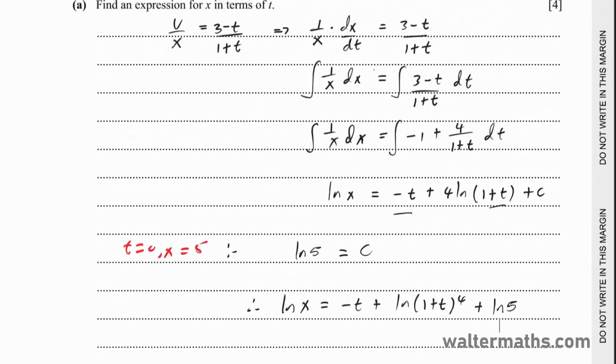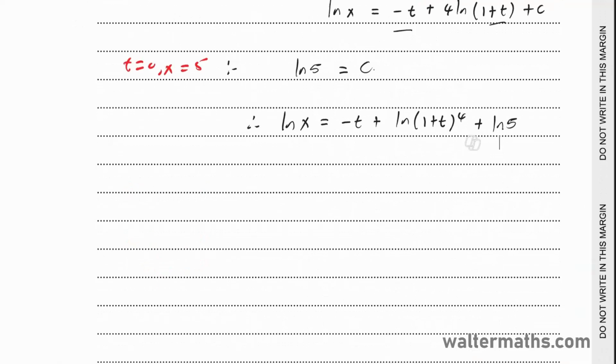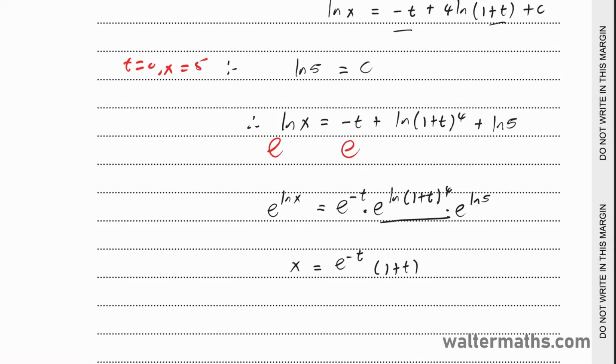Now, the question says that we should express x in terms of t. So I'm going to exponentiate both sides with the base e. That means that on the left side, we'll be having e to the ln x, and on the right side, it's e to the negative t times e to the ln of (1 plus t) to the 4 times e to the ln 5. So e to the ln x here gives us x, and on the right side, we have e to the negative t, and this part gives us (1 plus t) to the power of 4, and this part gives us 5 basically.